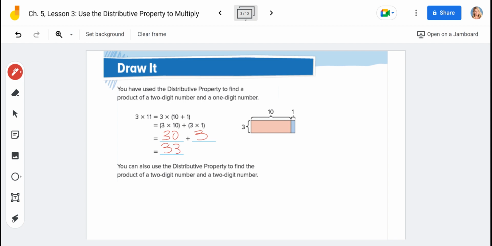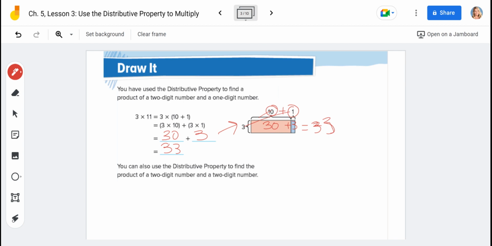Now, here's my area model out here to the side. I decomposed 11 into 10 plus 1 on the top right there. And then I multiply: 3 times 10 is 30, 3 times 1 is 3. I add those together and I get 33. Sorry, it doesn't pick up my finger too well on this board.